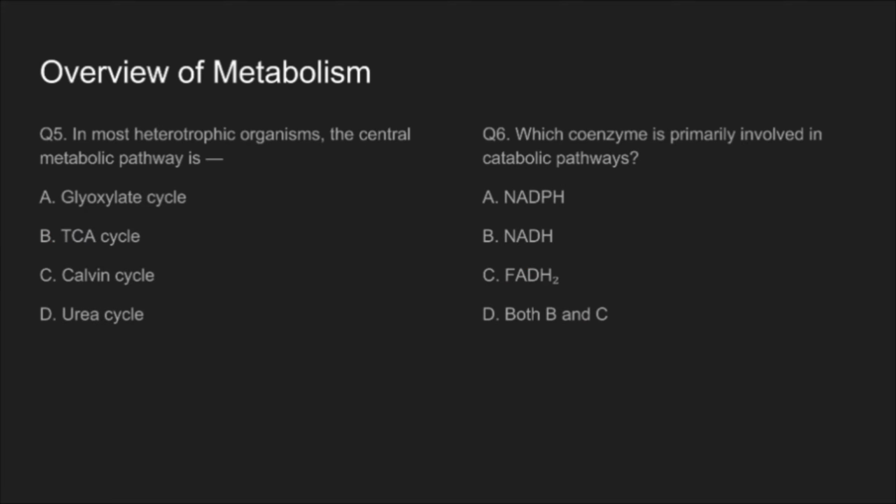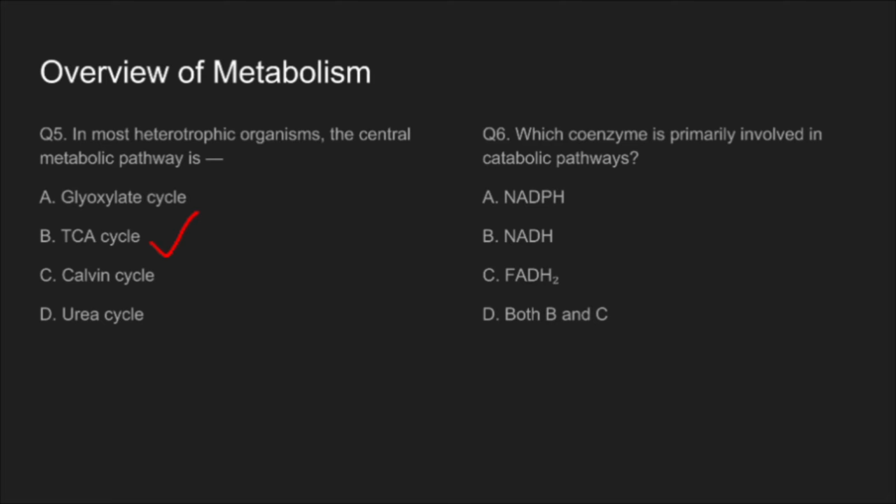Now question number 5. In most heterotrophic organisms, the central metabolic pathway is, options are A, oxalate cycle, B, TCA cycle, C, Calvin cycle, D, urea cycle. The correct answer is B, TCA cycle. It connects the carbohydrate, lipid and protein metabolism, hence controls the central metabolism. Hence the central metabolic pathway.